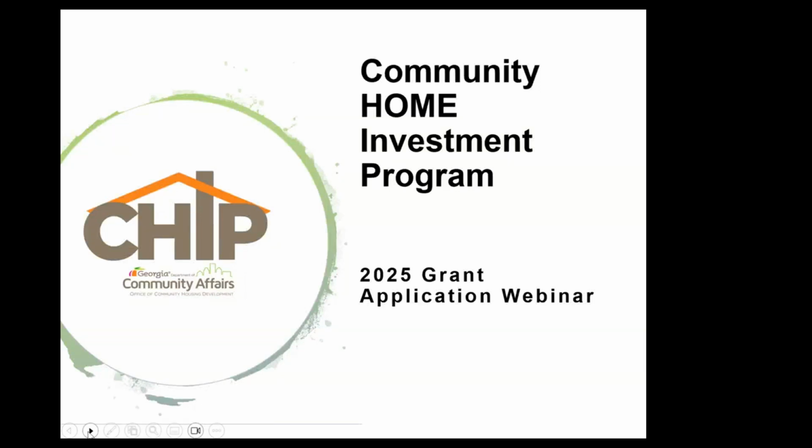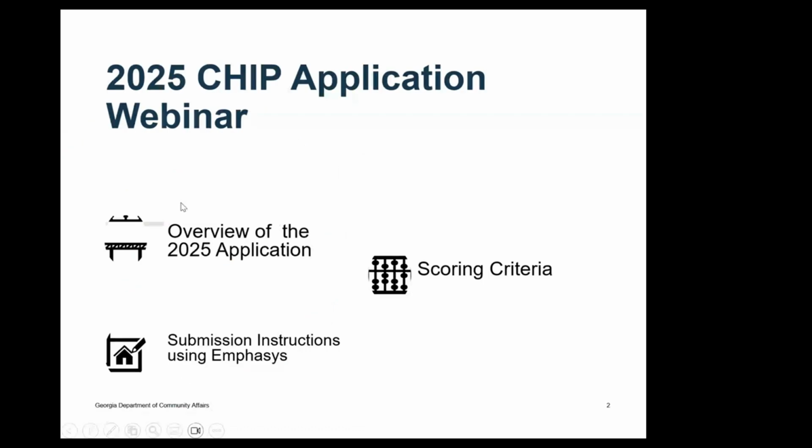Again, this is the Community Home Investment Program, known as CHIP, and we are doing our 2025 grant application webinar. During this webinar, we want to do a quick overview of the CHIP application. We're also looking at scoring criteria, and we're going to talk about the submission instructions.